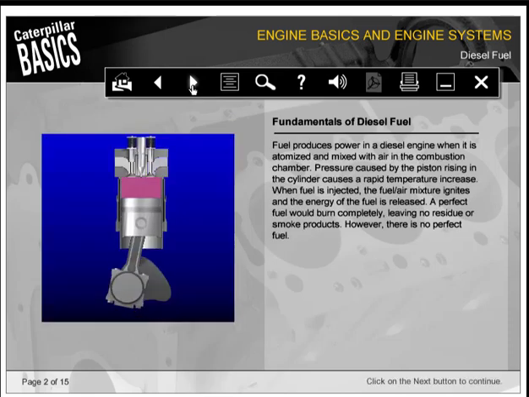Fuel produces power in a diesel engine when it is atomized and mixed with air in the combustion chamber. Pressure caused by the piston rising in the cylinder causes a rapid temperature increase. When fuel is injected, the fuel-air mixture ignites, and the energy of the fuel is released. A perfect fuel would burn completely, leaving no residue or smoke products. However, there is no perfect fuel.